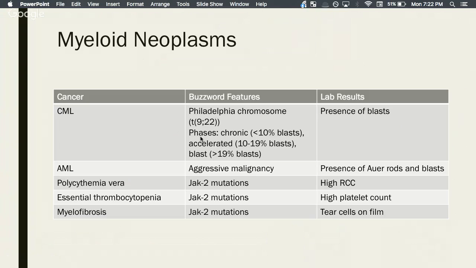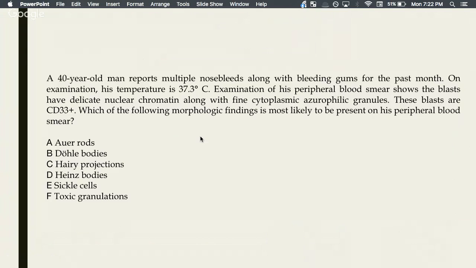And you have three phases of CML. So your chronic, which is less than 10% blasts, accelerated, and blast phase. Now, this can progress into AML, which is the more aggressive form, and you have Auer rods and blasts present. And so that's why the answer to this was Auer rods.